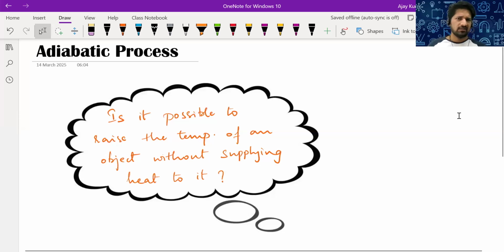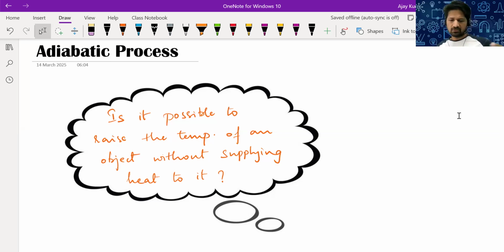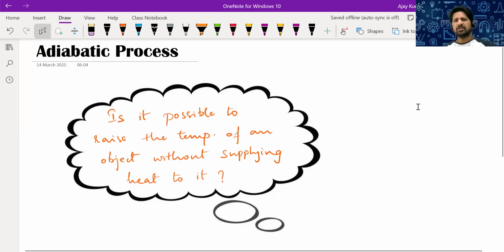We'll talk about what is an adiabatic process, how to calculate work done in that kind of a process, change in internal energy and such things. So you all think about this and tell me, is it possible to raise the temperature of an object without supplying heat to it? Give me an example also if you think it is possible.